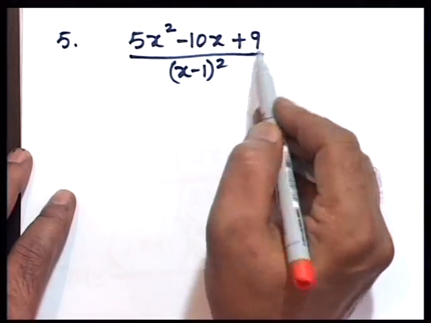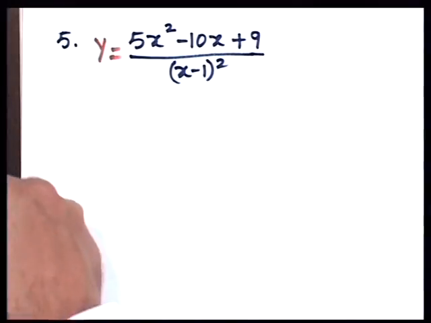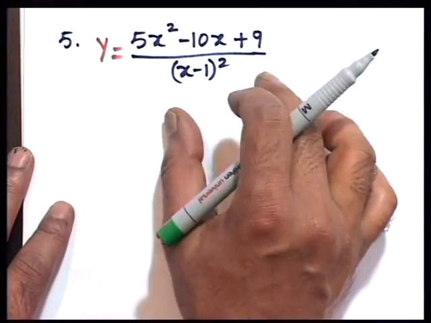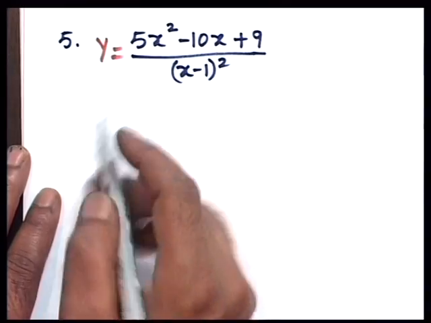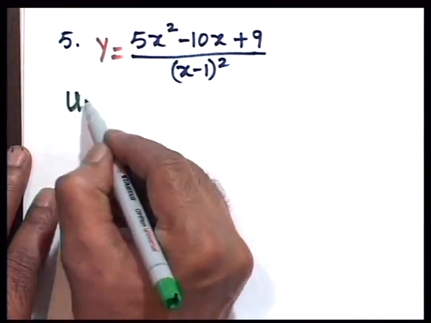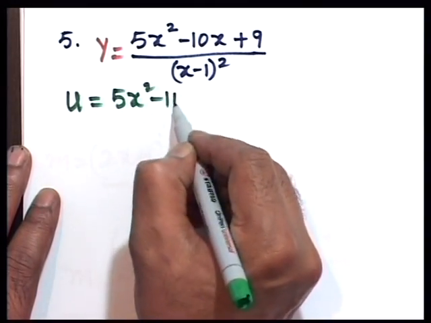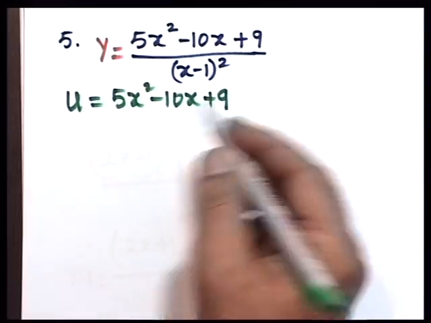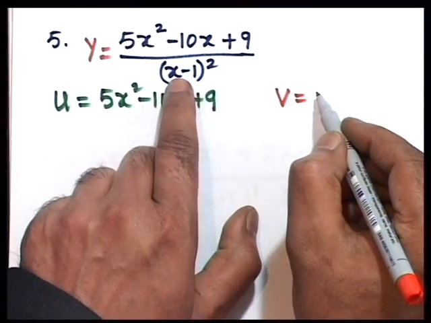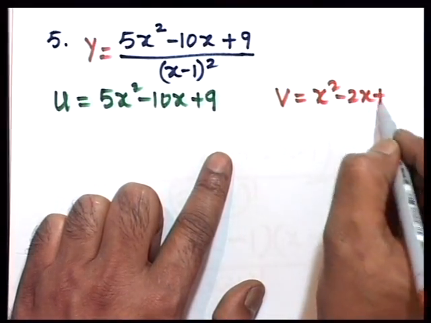5x squared minus 10x plus 9, and they want you to find dy over dx using the quotient rule, of course. Product rule also can be used, but I will explain that after this question. Numerator, please. So we have u equals 5x squared minus 10x plus 9. v equals x minus 1 whole squared, or maybe you can expand it, x squared minus 2x plus 1, because that's a very small one.